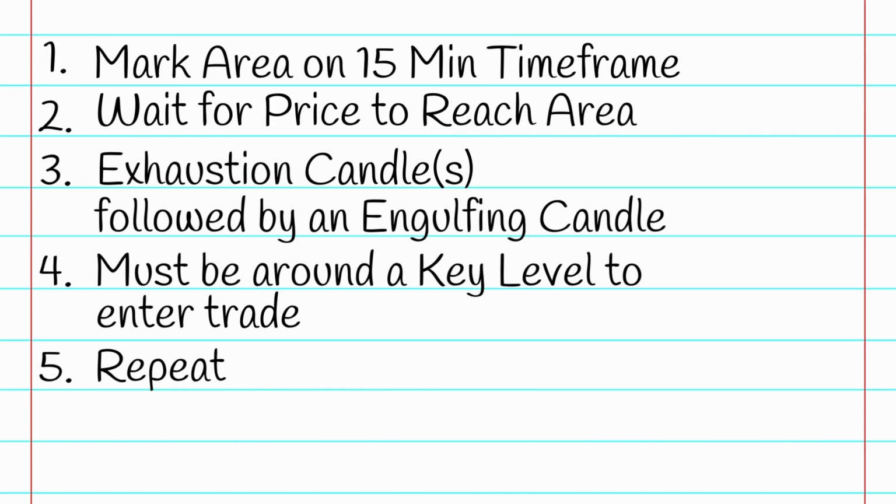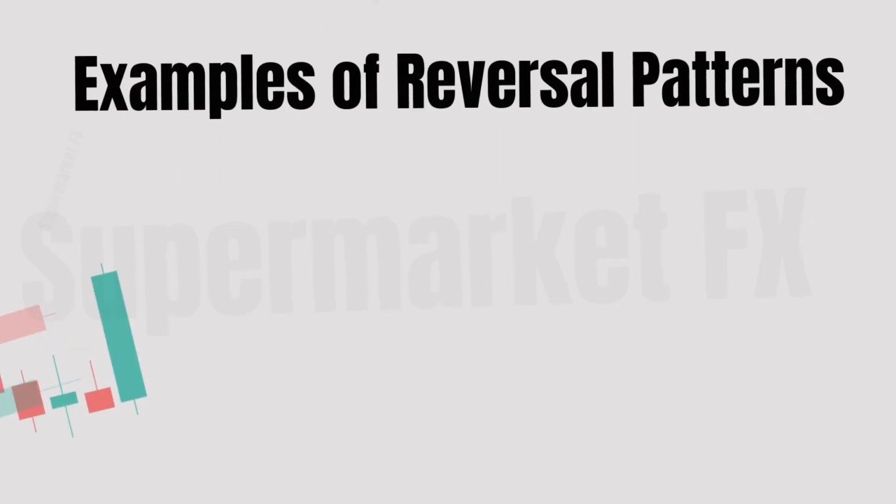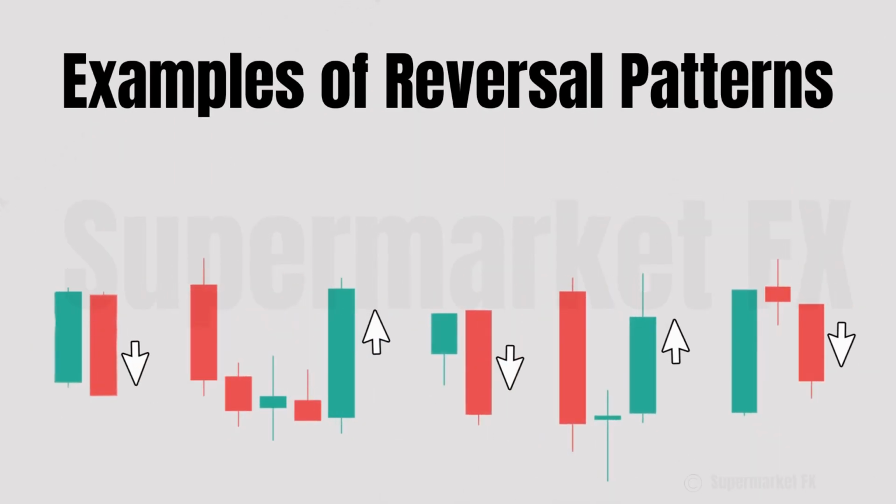Now, when we're talking about looking for reversal patterns, these are examples of what I'm talking about. So you can see some are more aggressive than others. You can see a strong candle going up into the area, and then there's an engulfing pattern. And it didn't really show signs of exhaustion, but that is also another type of entry.